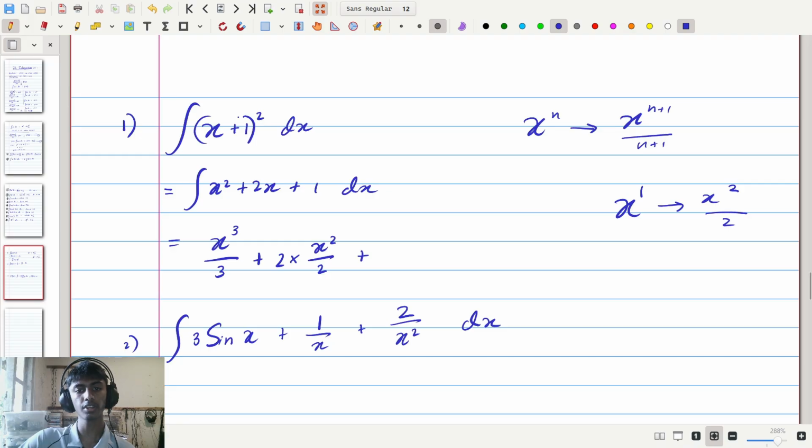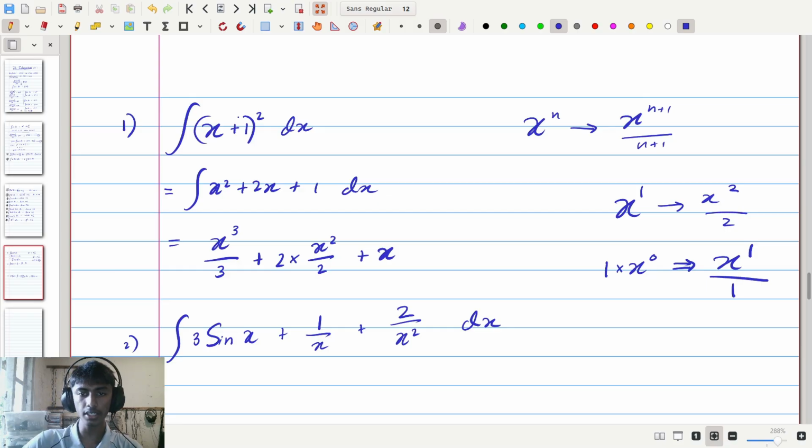And then plus, here we have the integral of 1. The integral of 1 could be thought of as the integral of 1 times x to the power of 0. And here, the integral of x to the power of 0 is going to be x to the power of 0 plus 1, or x to the power of 1, divided by 0 plus 1, or divided by 1. So therefore, what we have here is 1 times x, or just x.